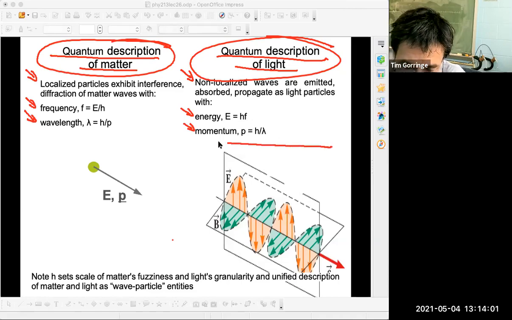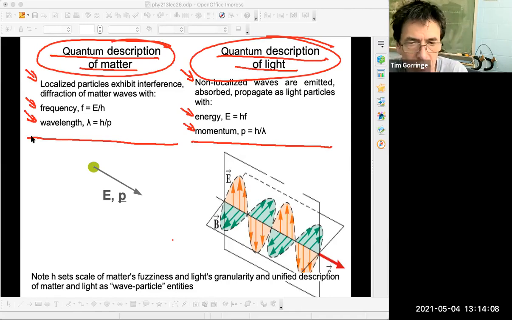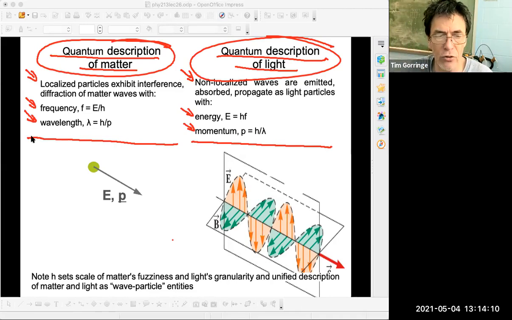And so over here on the right is the quantum description of light, and over here on the left is the quantum description of matter. It's kind of this unified description of matter and light. They're both wave-particle objects. Matter now has a fuzziness to it. Light has a granularity to it. And Bohr put together these quantum models of atom and light to build a model of the atom that explained the line spectra of the light.